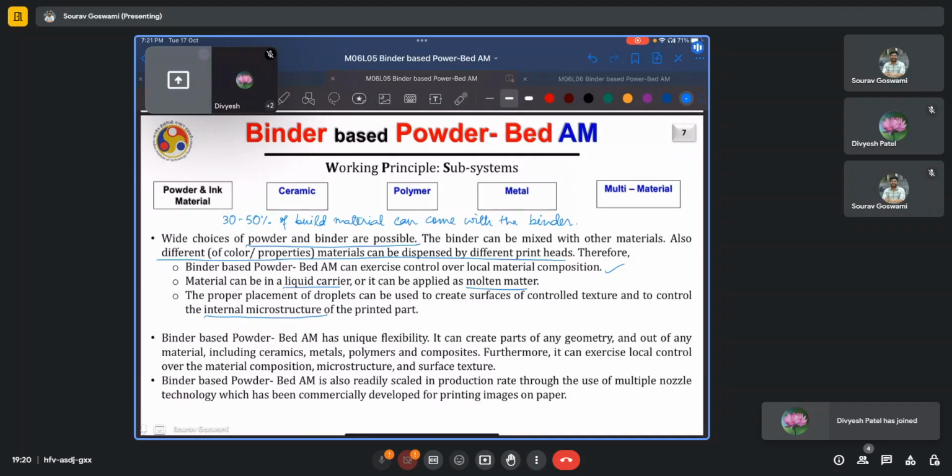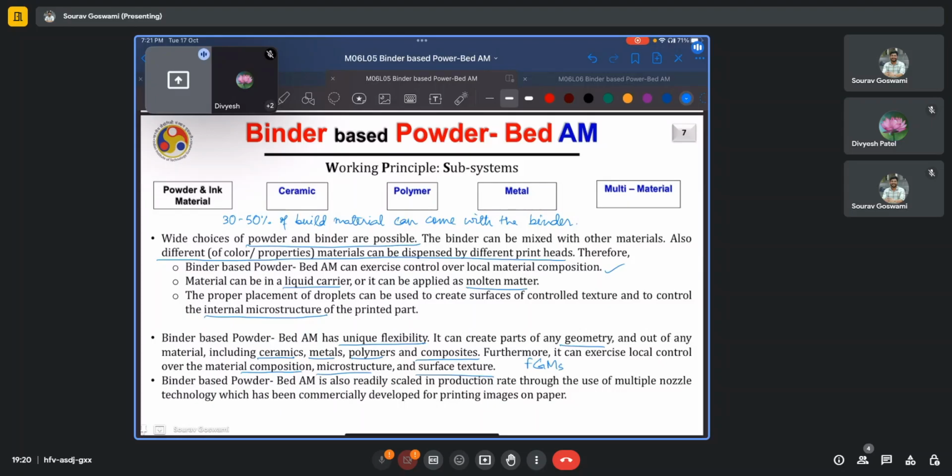Now, the technique definitely has some unique flexibility, and parts of any complex geometry can be created out of any material of our choice, including most engineering materials such as ceramics, metals, polymers, and a mixture of those to produce a composite. Again, the local control can be exercised to control the material composition, density, microstructure, color, and even texture to give us FGMs.